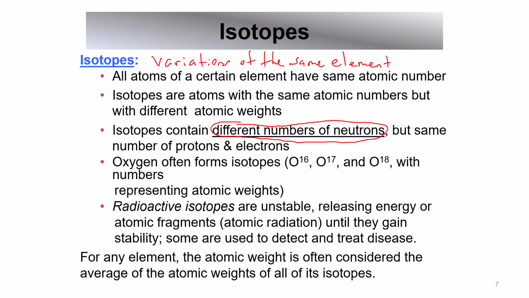For example, here they have listed oxygen's different isotopes. These little numbers refer to the mass number. Oxygen's atomic number, I know it's not written here, is 8. So it's got 8 protons. Oxygen 16 has 8 protons and 8 neutrons. Oxygen 17, another isotope, has 1 more neutron. And oxygen 18 would have 1 more than that.